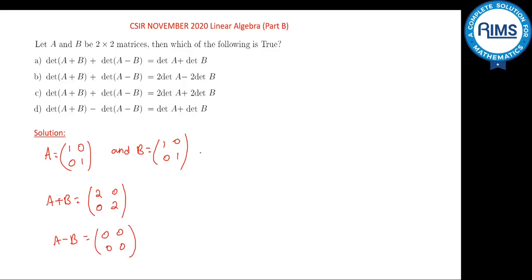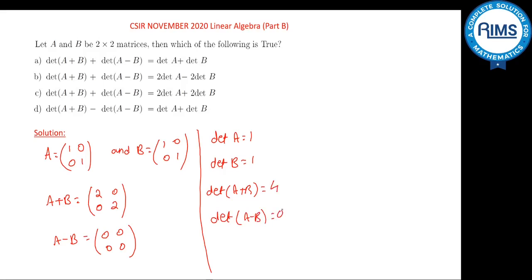And what are the determinants of these four matrices? Here, determinant of A is the identity matrix, therefore determinant of A equal to 1. Similarly, determinant of B is also equal to 1. And what is determinant of A plus B? Determinant of A plus B equal to 2 into 2, that is 4, and A minus B is the 0 matrix, therefore determinant of A minus B equal to 0. Okay, now consider the four options.